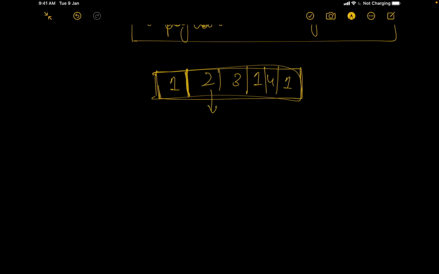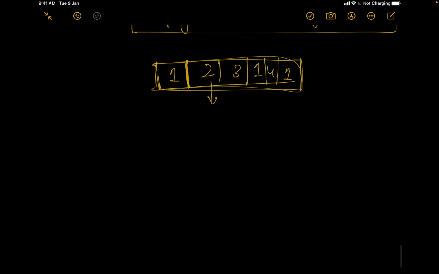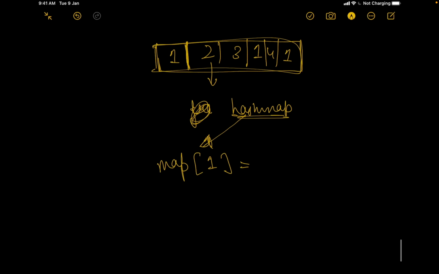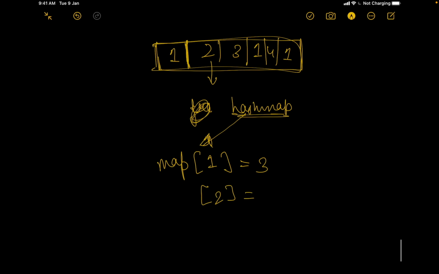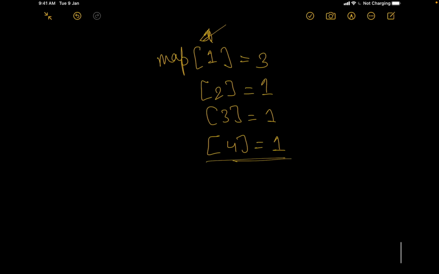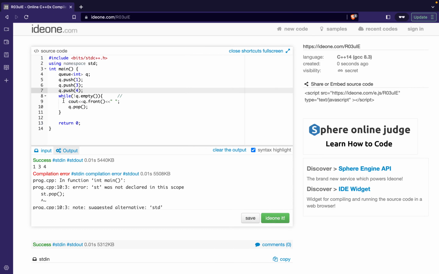2 is appearing 1 time, 3 is appearing 1 time, 4 is also appearing 1 time. So I want to keep a count of it. So I can use an array or a hash map. I can use a hash map to keep a count of the frequencies. So I can say that 1 is appearing 3 times, that 2 is appearing 1 time, 3 is appearing 1 time, 4 is also appearing 1 time, and that would be perfectly valid. Now let's see how we can code it up.